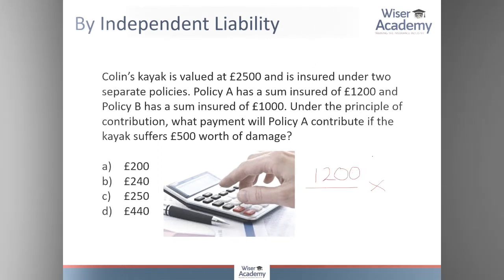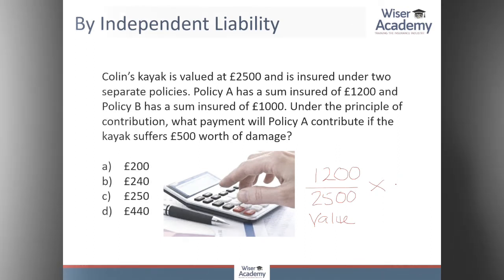Now, when we looked at this sum a couple of pages ago, we now use a slightly different figure on the bottom, and it's actually the value. Which is £2,500. Excellent. And then the value of the loss would be £500. Excellent.